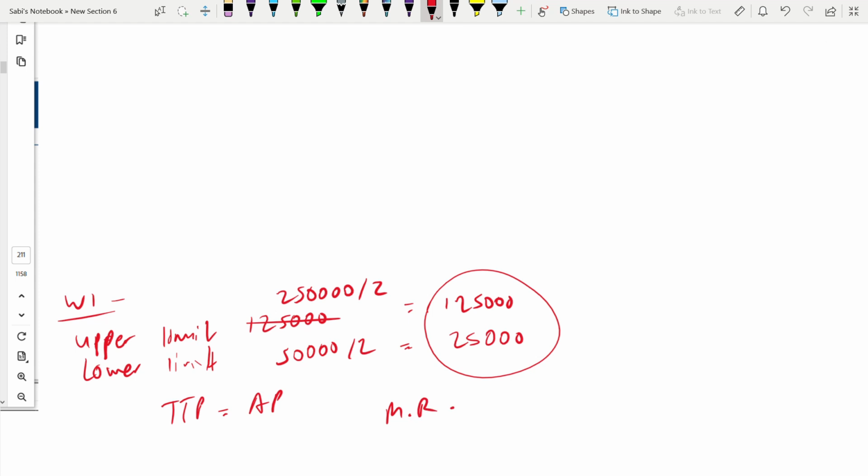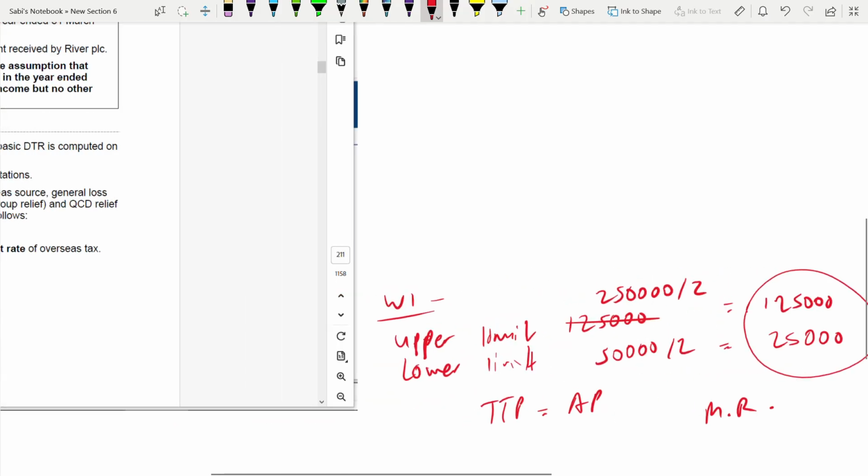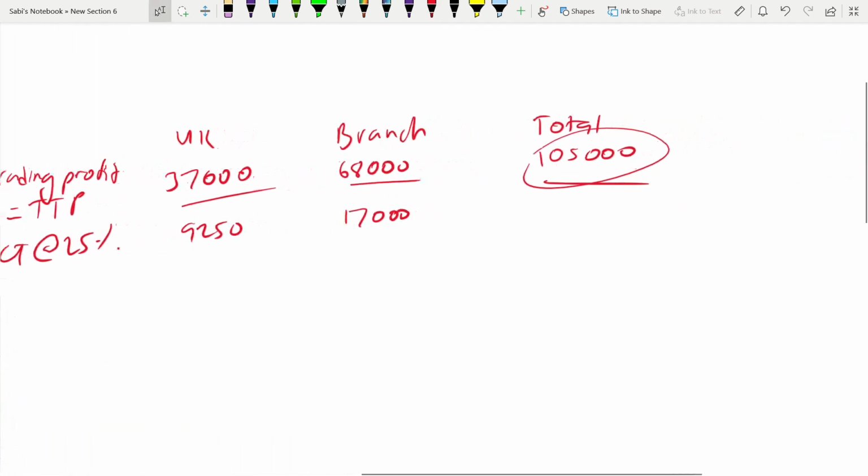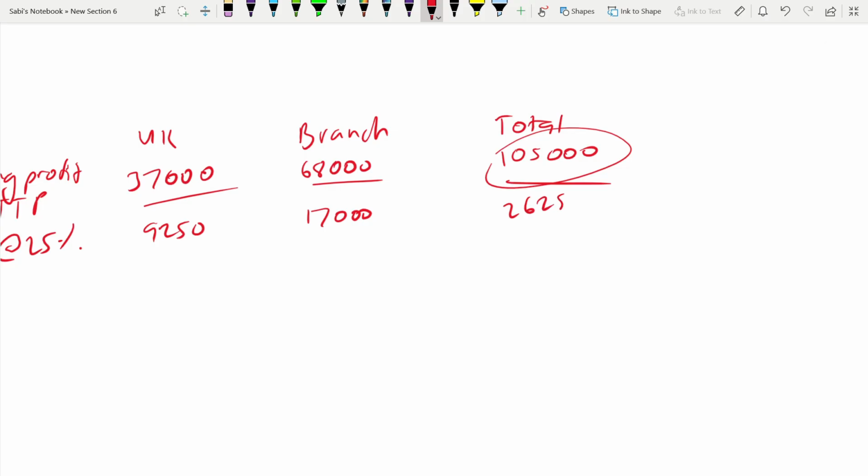Now we will apply the marginal relief. Okay, corporation tax will be at 25%. We know that. So on 37,000, it's 9,250. On 68,000, 25%, 17,000. Total is 26,250.